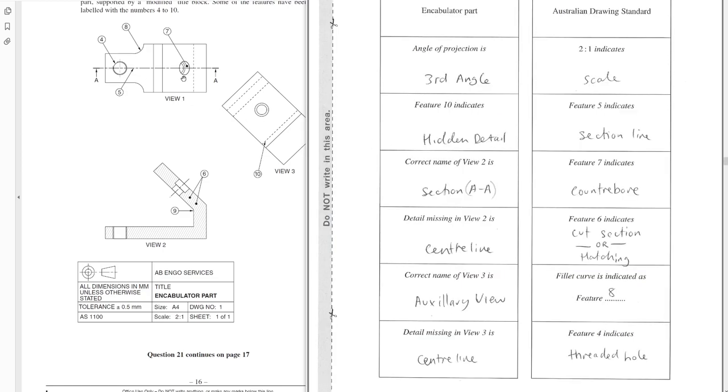Feature 10 is, where is that? That's this line here. The dashed line is hidden detail. Typically, we don't have hidden detail and sectioning in the same drawings, but at least they're not in the same view. So, they're in different views.